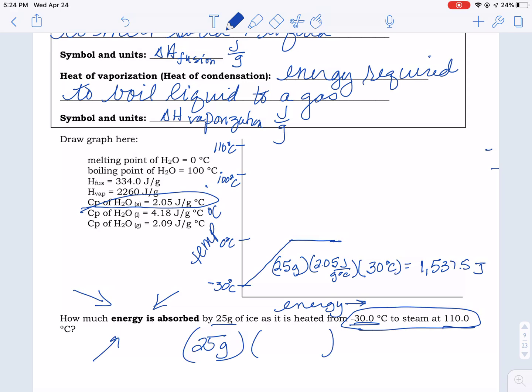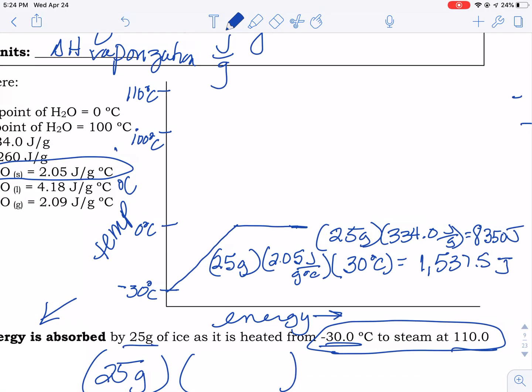The temperature is going to flatline. This is where we're going to use MAW. So we're going to use our mass, 25 grams. This is where we have ice melting, so we're going to use the heat of fusion, 334.0 joules per gram. If we do the math for that, 25 times 334, that gives us 8,350 joules. I need to make this a little bigger.